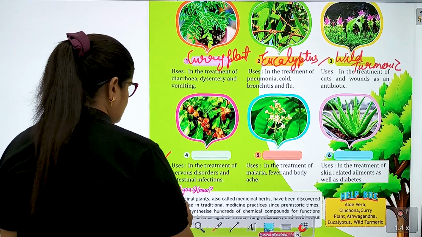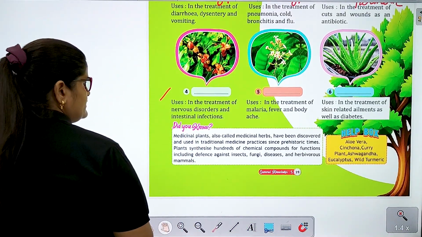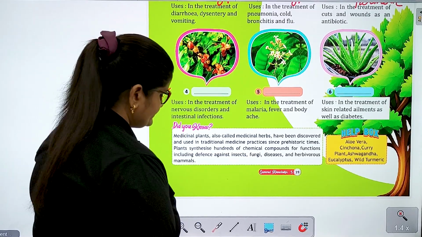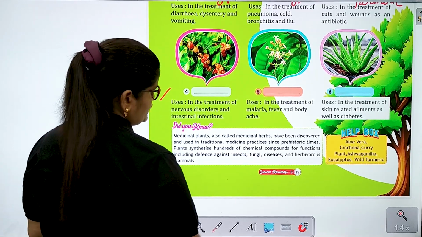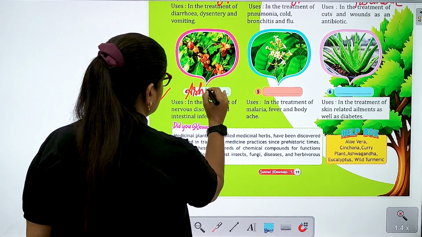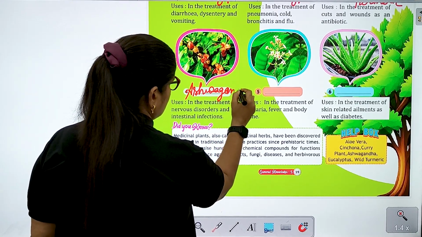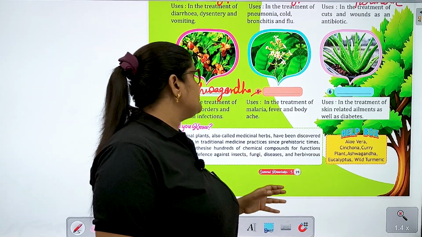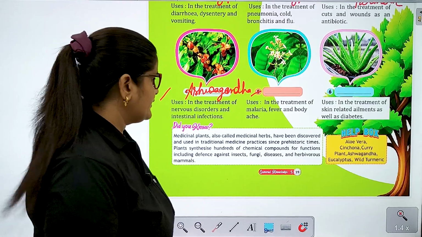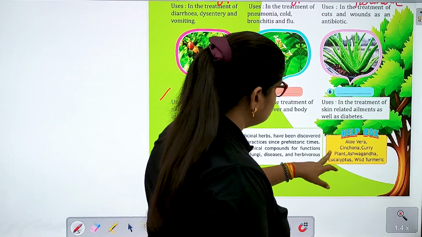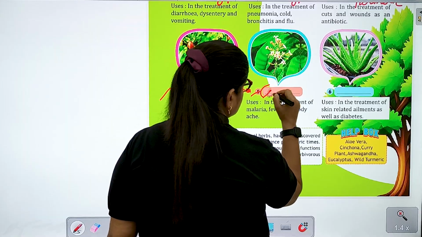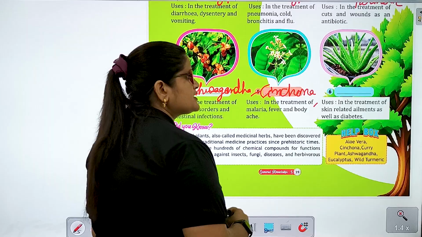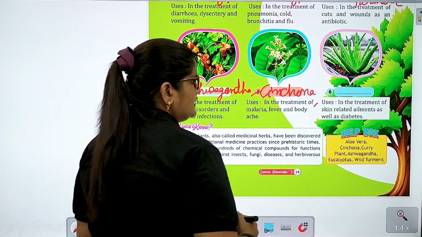Uses in the treatment of nervous disorders and intestinal infections. Number 4, Ashwagandha. Number 5, uses in the treatment of malaria, fever and body ache. Cinchona. Uses in the treatment of skin related ailments as well as diabetes. This is aloe vera.